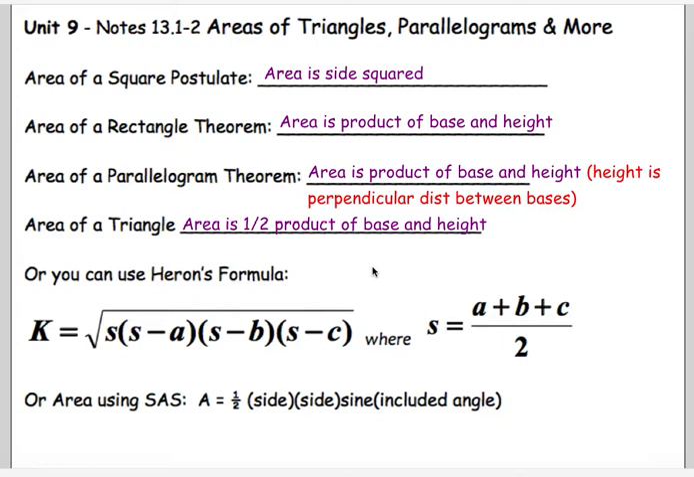The area of a triangle is 1/2 the product of the base and the height. These are the other area formulas for a triangle, Heron's formula, and the side angle side formula for finding the area of a triangle.